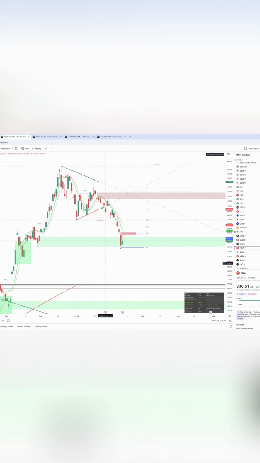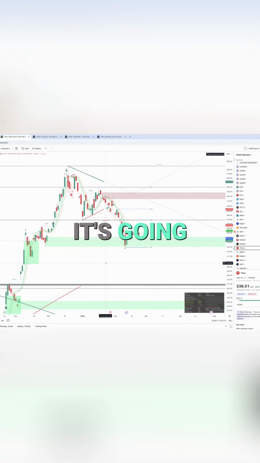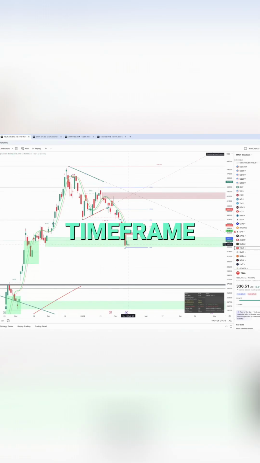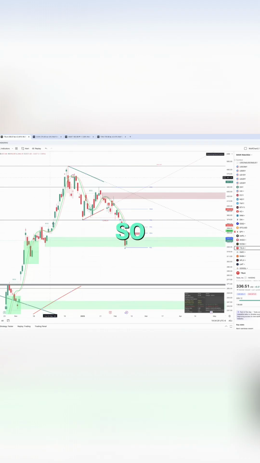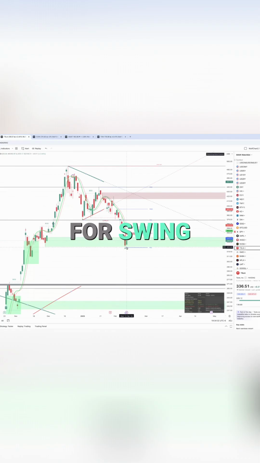Now it's going to be specific to whatever time frame that you set it on. So this would be only watching Tesla on the daily time frame for swing trades, or if you did this on Apple, if you did this on Alibaba or Google, like Google selling off.